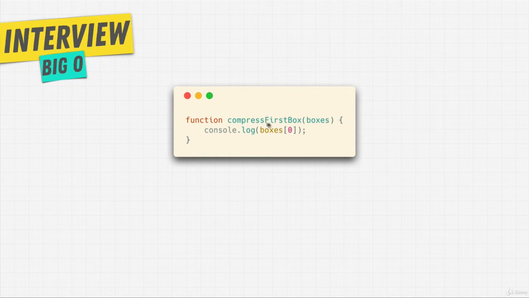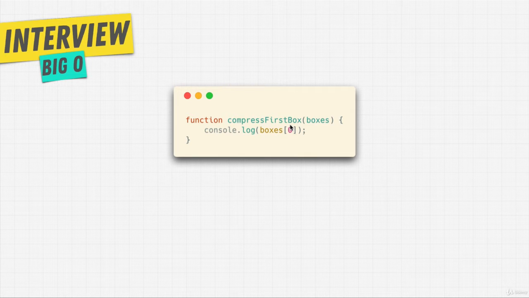A function that says compressed first box that receives an array of boxes. And this function simply has console.log boxes 0. So that is, it's logging out just the first item in the box. What would you say the big O of this function is? How many steps or operations does this function take if the boxes increase from 0 to maybe 10, to maybe 100, to 100,000? What would happen here?